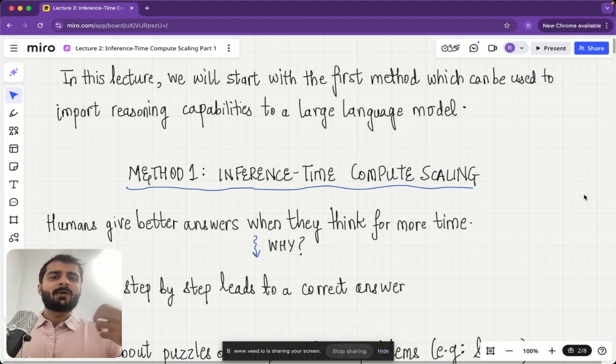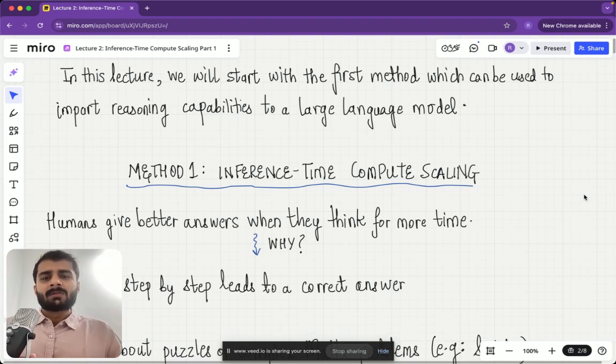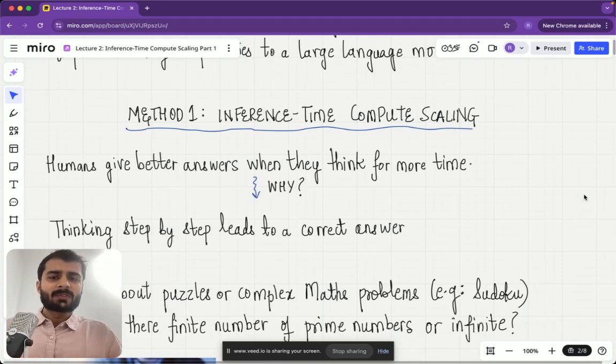So, whenever you are listening to this lecture, keep in mind that the time frame is 2022 onwards, because that is the time after which people started to think about reasoning-based LLMs seriously. And nowadays, a lot of companies and almost all LLM providers have a reasoning LLM in their armory. Okay, so now we are going to cover method number one, which is inference time compute scaling. So let us understand what is inference time compute scaling.